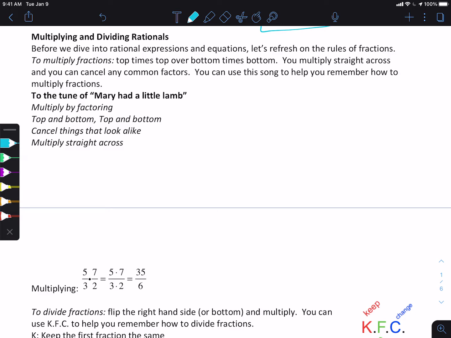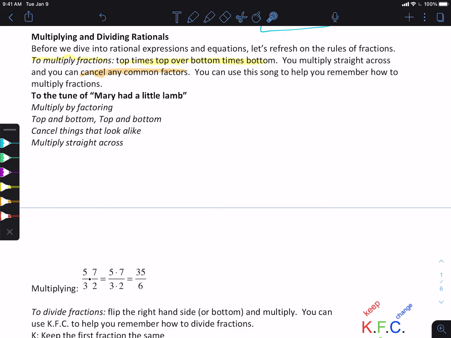We're going to multiply our rational fractions and divide them. But I want to remind you about the rules of fractions. When you're multiplying fractions, you're just multiplying straight across. Remember that you can cancel any common factors. That reduces to 1.